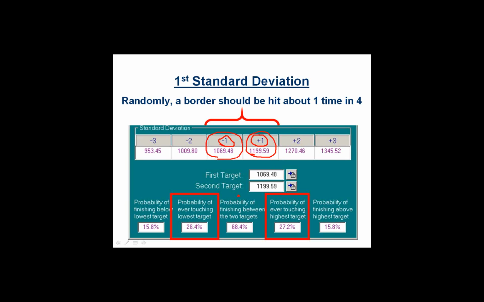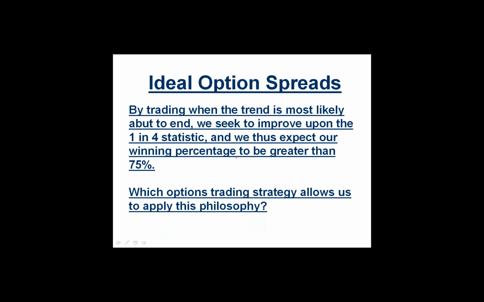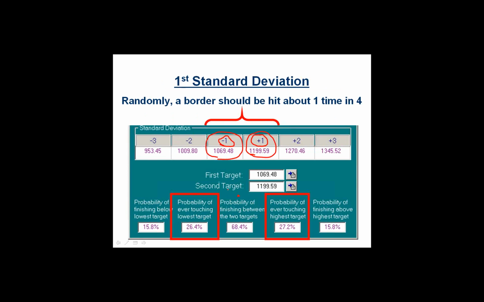Now, that's important because we now have to take that statistic and back into the notion of selling premium outside. By trading with the trend, when it's most likely about to end, we're going to try and improve on the 1 in 4 statistic. So here's the idea: first target is low, second one is high. Probability of ever touching the highest target, if we were to sell premium at 1,200 in this particular instance, 1 time in 4 approximately, it would go up and hit that.